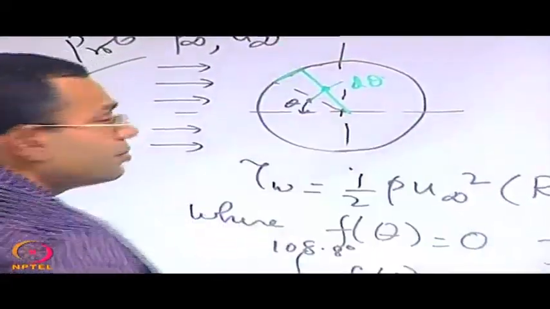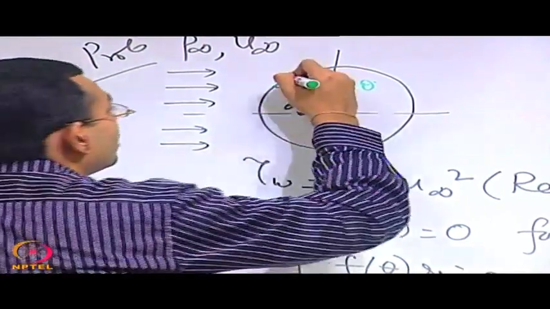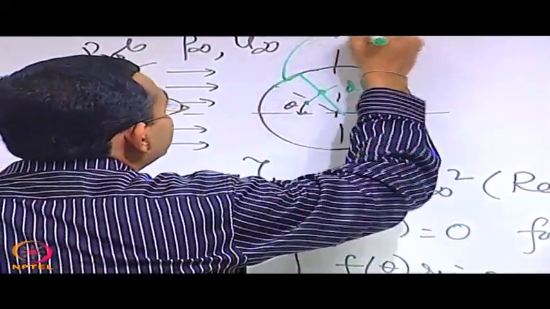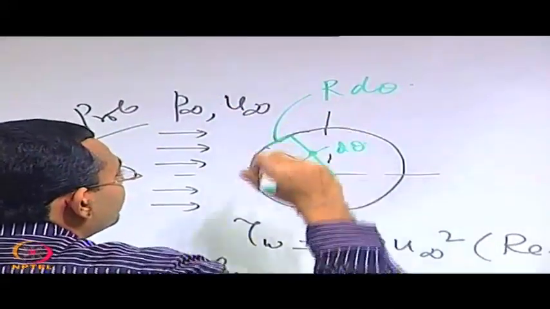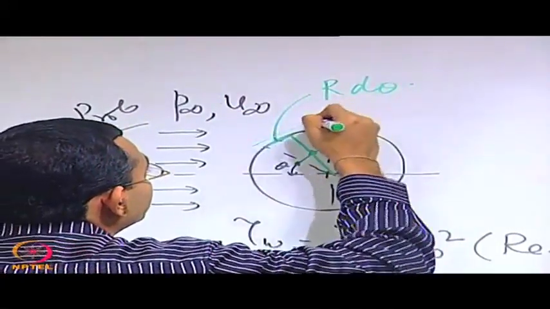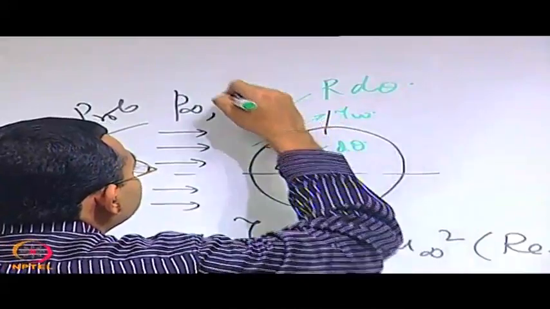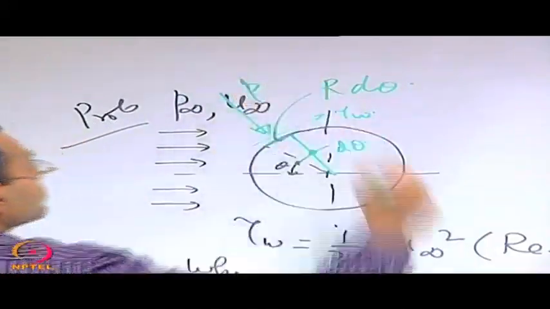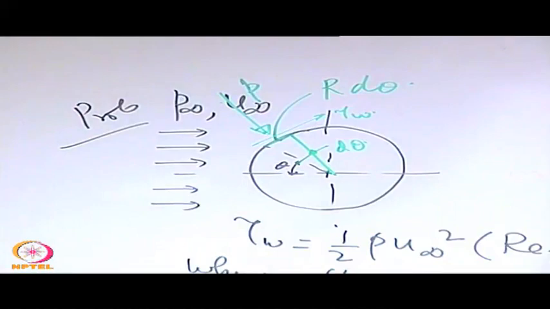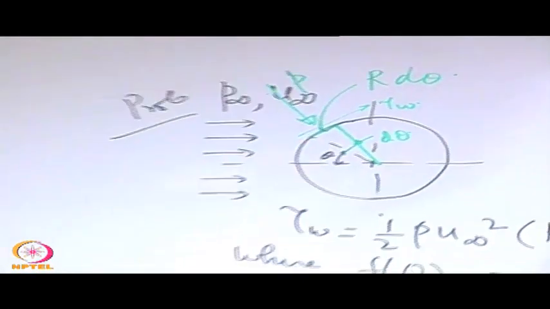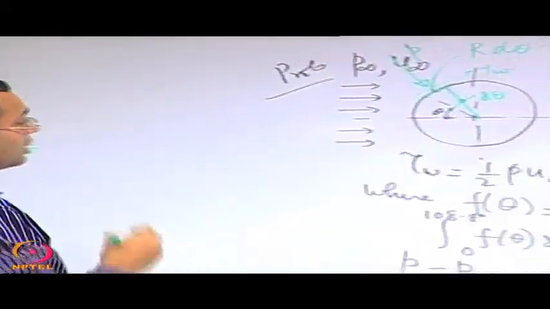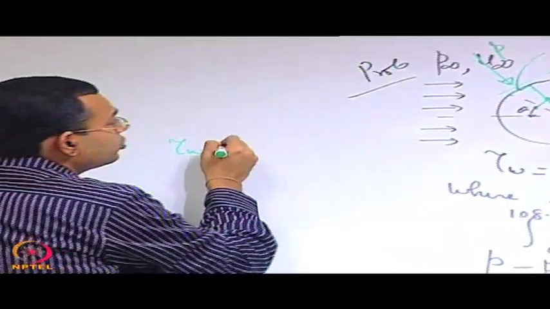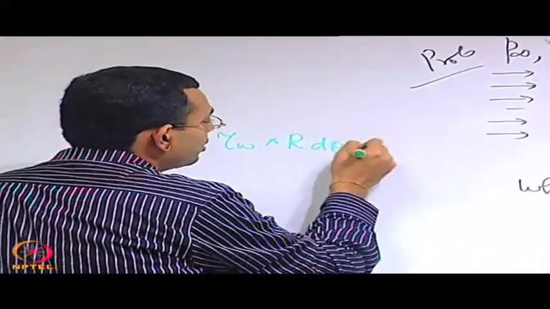So the length of this one is what? Length of this one is r d theta. If you have a total force on this, you have one as the shear tau wall and another as the pressure. So what is the force due to the wall shear stress? dF due to the shear, so that is tau wall into r d theta into the length of the cylinder.